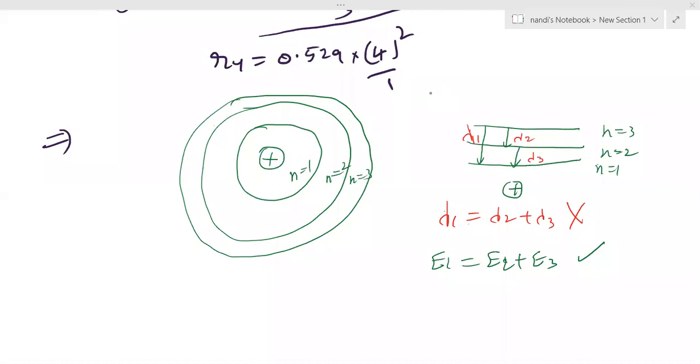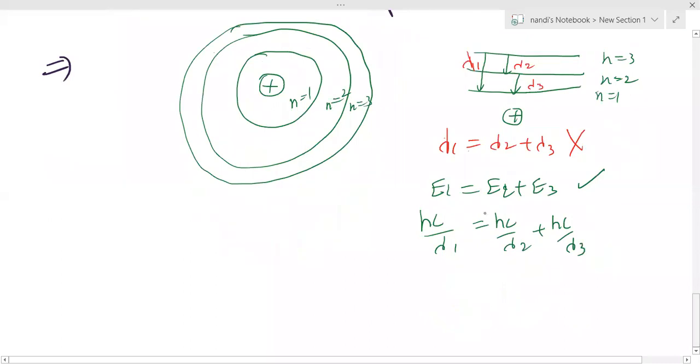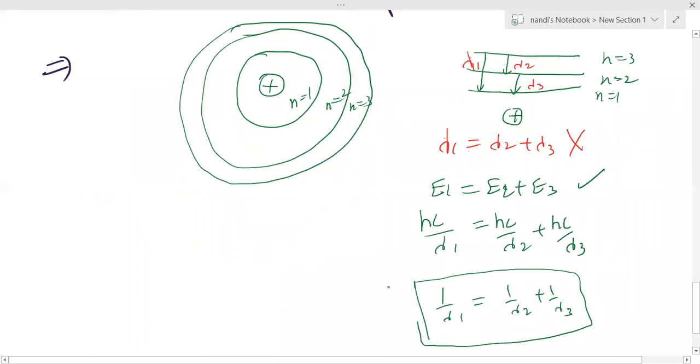E1 equals hc by lambda 1, and this is hc by lambda 2 plus hc by lambda 3. You can take hc as common, and hc will cancel. So 1 by lambda 1 equals 1 by lambda 2 plus 1 by lambda 3. Understood? So this is the relation. You may take the LCM and the remaining is up to you.